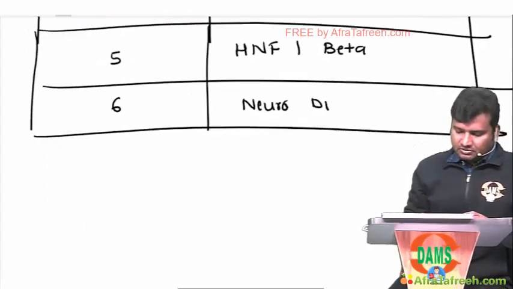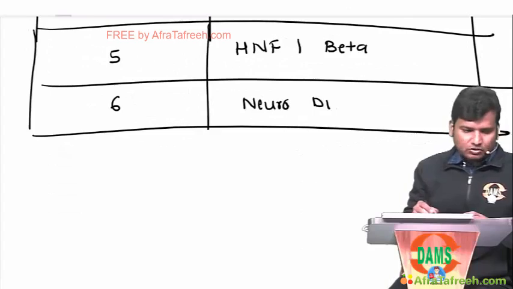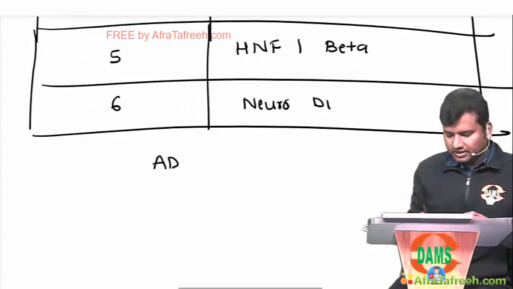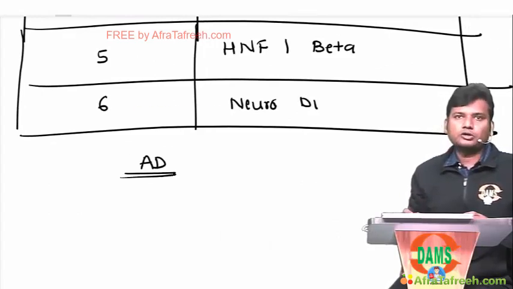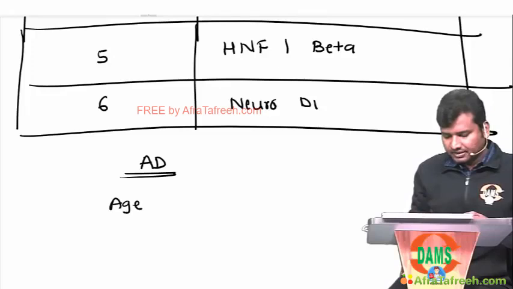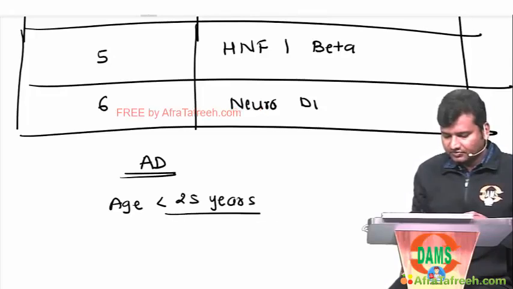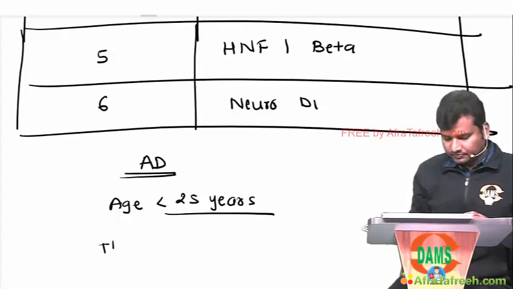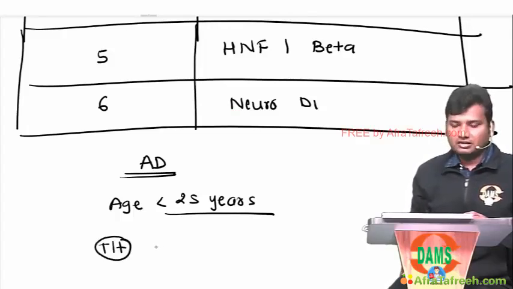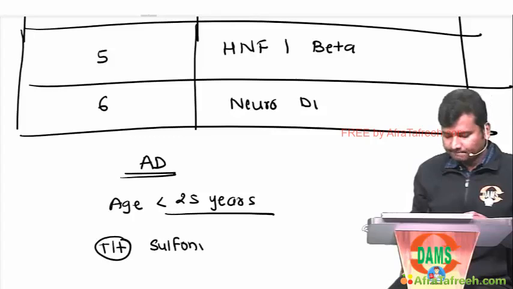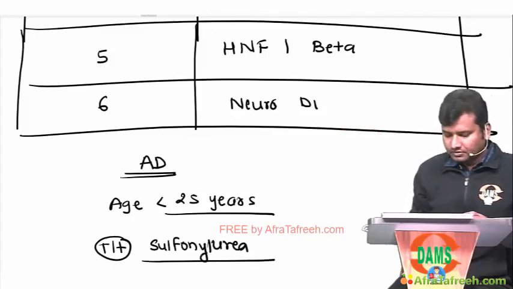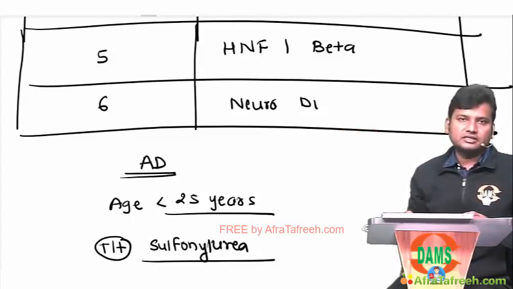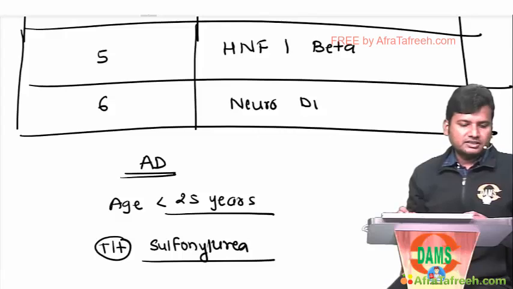Maturity onset diabetes of young is an autosomal dominant condition, AD. Generally, the age of the patient is less than 25 years. And in this disease, we have to give a drug which can stimulate beta cells to secrete insulin. So we use oral hypoglycemic drugs like sulfonylureas, which can stimulate beta cells to secrete insulin. This is maturity onset diabetes of young.